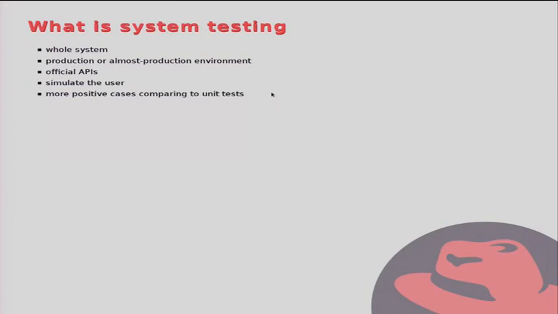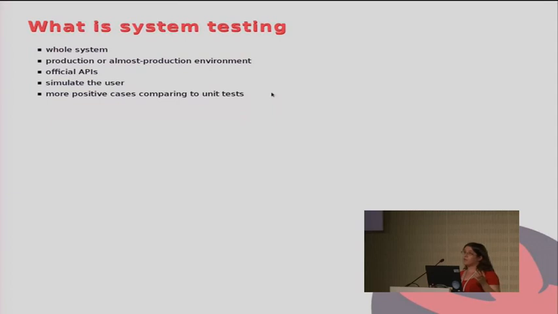You give it to us, and what do we do? We deploy your application on a real environment. We try to do it on as production-like a system as possible. So for example, this is a system for virtualization. We will run what we can on bare metal machines, not on virtual machines. We will use official APIs. We will not take a look at your code at all or almost at all. We will simulate a user. More or less, we will do what your user will do.